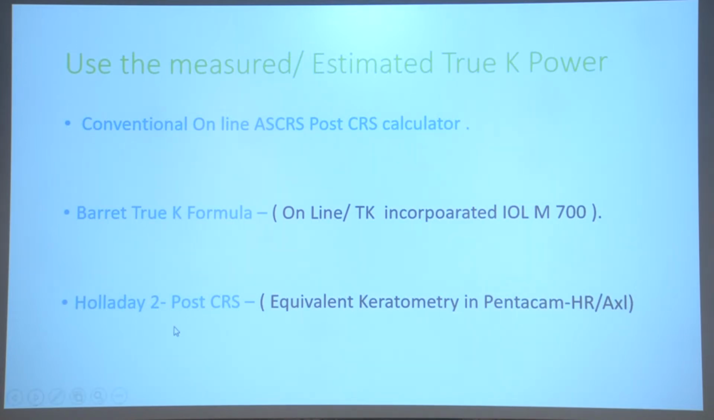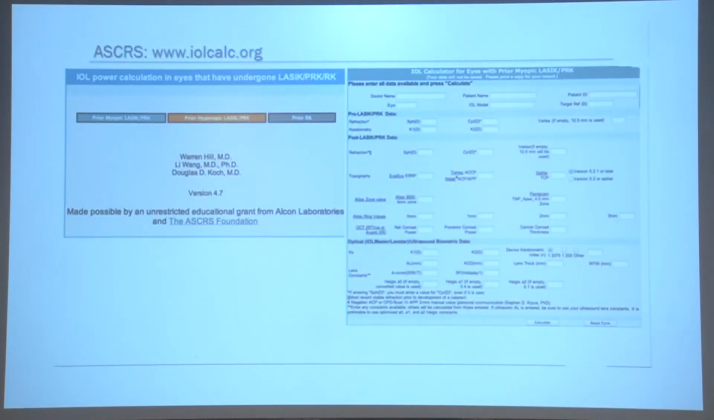Holladay 2 is the post-refractive version, where equivalent keratometry in Pentacam HR is used, and the axial length is also used. If you are doing your IOL power calculation, though I don't do much, this is a very familiar page that everybody would be aware of in using it.